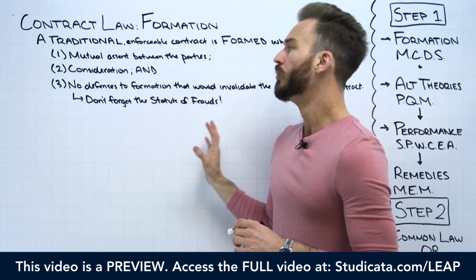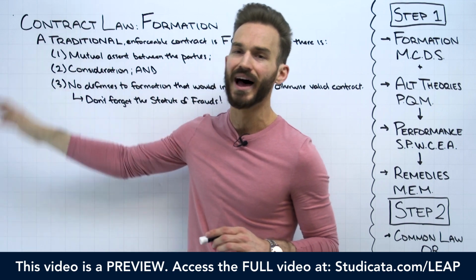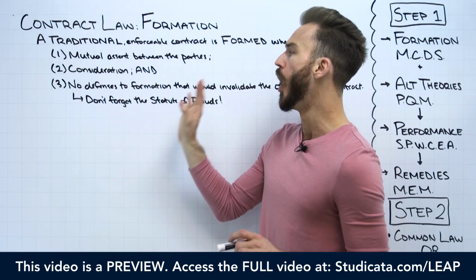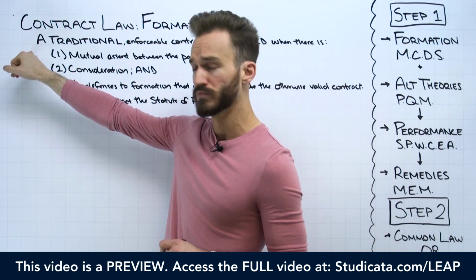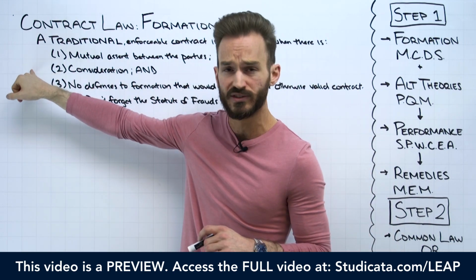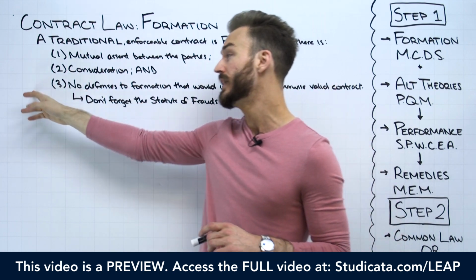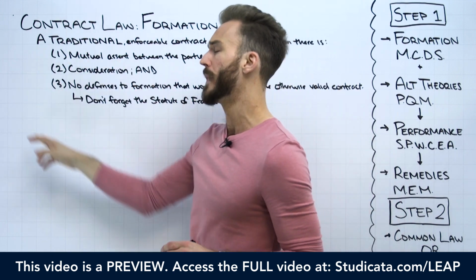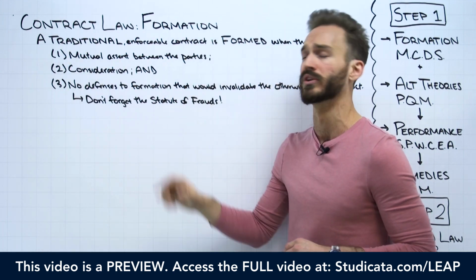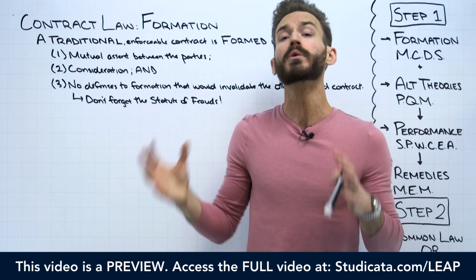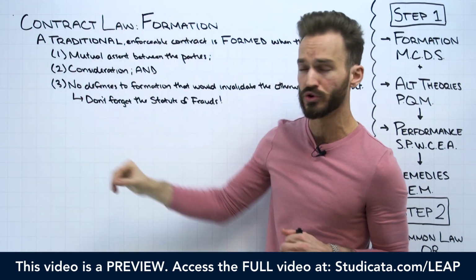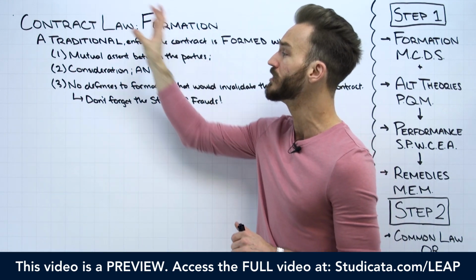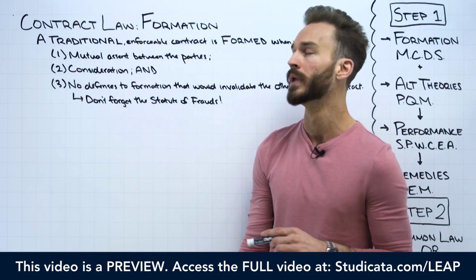So we just want to always, when we're trying to decide, okay, do we have a traditional enforceable contract here? All we want to do is ask, is there mutual assent between the parties? Is there consideration? And we want to ask if there's any defenses to formation that could invalidate this contract. And when we're thinking about defenses, we never want to forget about the Statute of Frauds. So from a big picture, contract formation, when we're talking about the traditional enforceable contract, is very straightforward. Only 3 elements that we really need to think about, right?